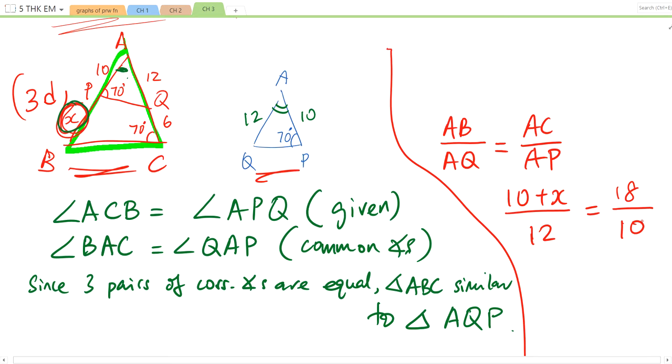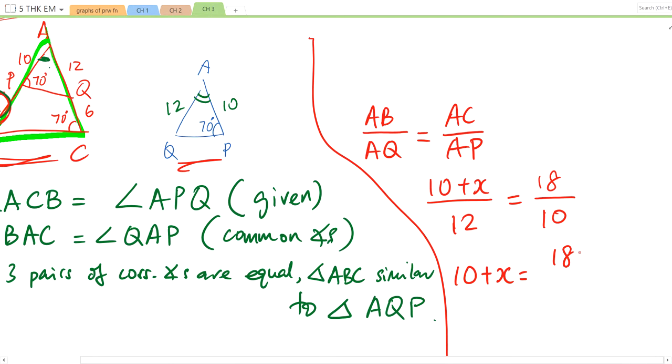Yeah, you can. 10 plus x equals to 18 times 12 divided by 10. No need to let AB equal something, the question already had x for you. For example, if they don't have that, you can just use AB.